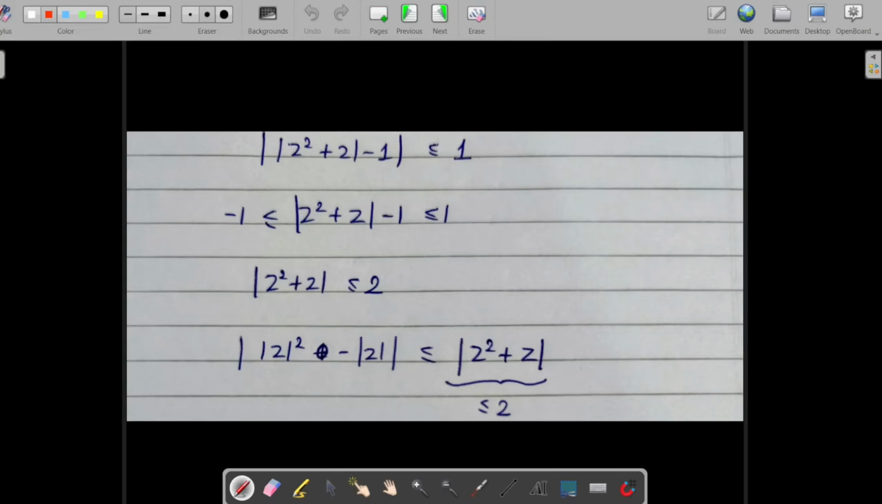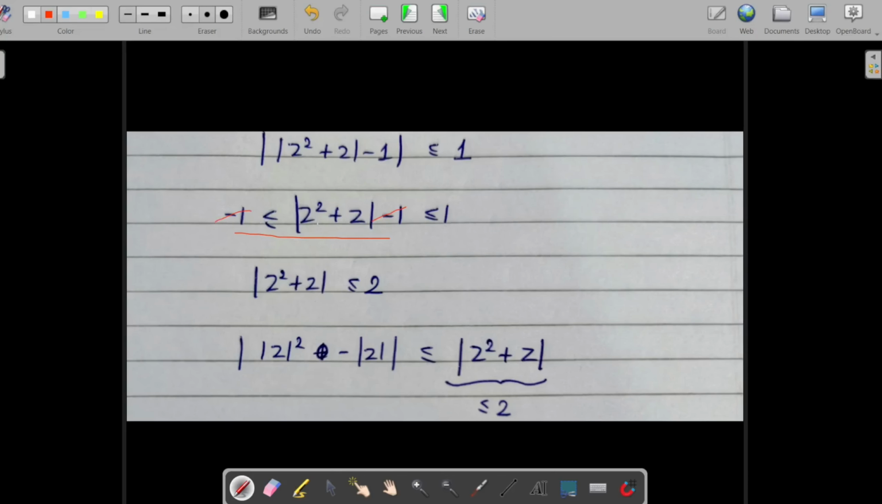When we open it, we will get two cases, because this is less than or equal to 1. This has to lie between 1 and minus 1. When you take this side of the equation, what you will get is minus 1 is less than or equal to |z² + z| minus 1. This will cancel out.